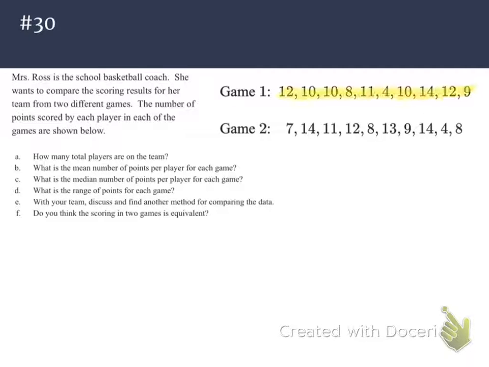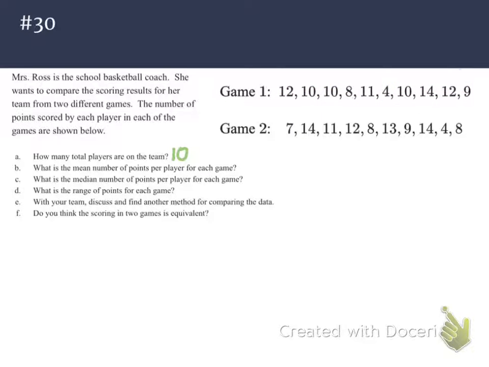Well, if I'm looking, for example, at game 1, right here, each one of these numbers represents a player. So here's one player, here's the second player, here's the third player, so on and so forth. If I were to count that out, I would have a total of 10 players. Same thing for game 2. I would just count out 1, 2, 3, 4, 5, 6, 7, 8, 9, 10. So we have 10 players here.